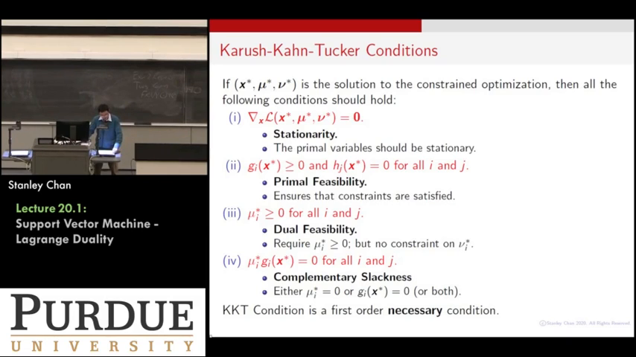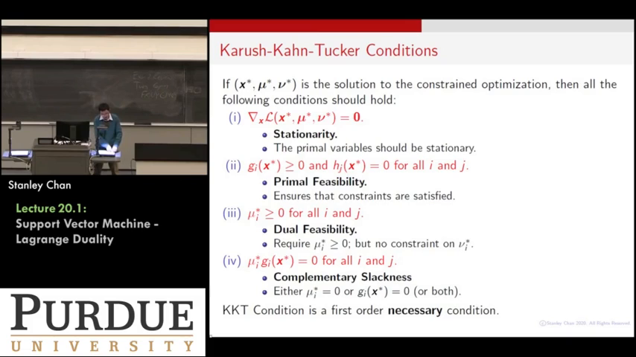Now, in the KKT conditions, what do we need? We need to have these 4. The first one is called stationarity, meaning that if you take the gradient with respect to your primal variable, it has to be 0. That makes a lot of sense because you want to find a stationary point for your original problem. So by taking the gradient, it has to go to the minimum value, so that has to give you 0 in terms of gradient. So the primal variable should be stationary.